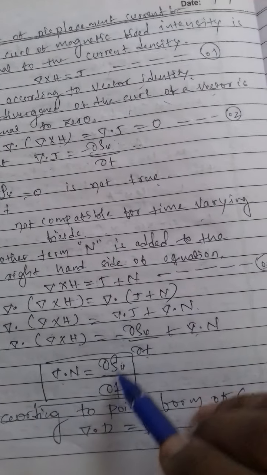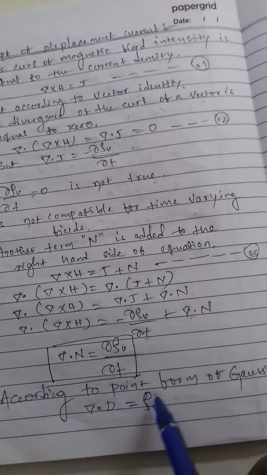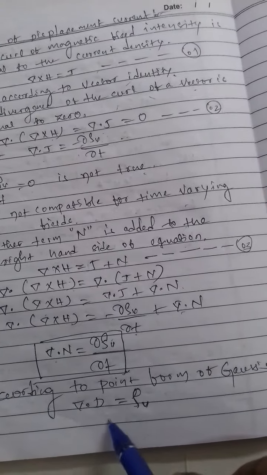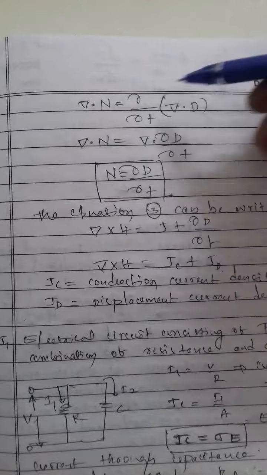Del dot N is equal to dou rho v by dou t, so that according to the point form of Gauss law, del dot D is equal to the volume charge density. Del dot N is equal to dou by dou t of del dot D, which is del dot dou D by dou t. N is equal to dou D by dou t. The equation 3 can be written as del cross H is equal to J plus dou D by dou t. Del cross H is equal to Jc plus Jd. Jc is the conduction current density. Jd is the displacement current density.